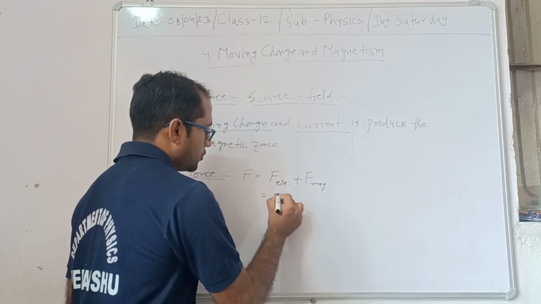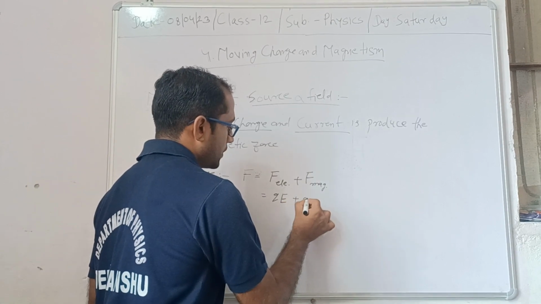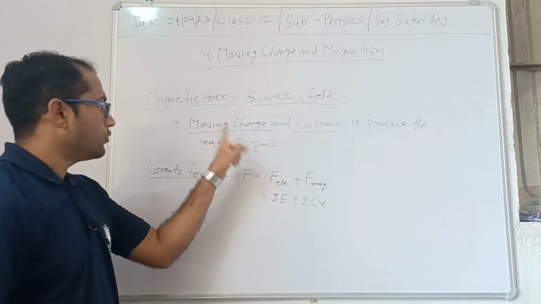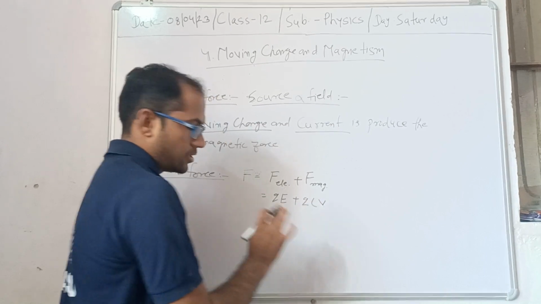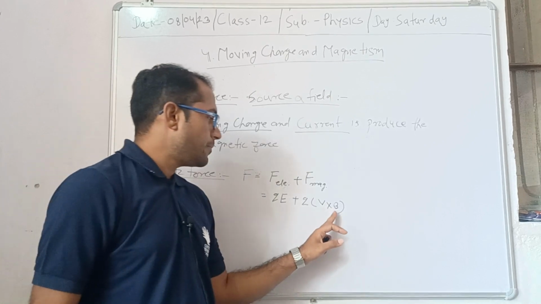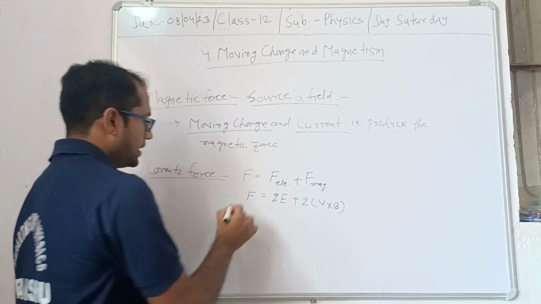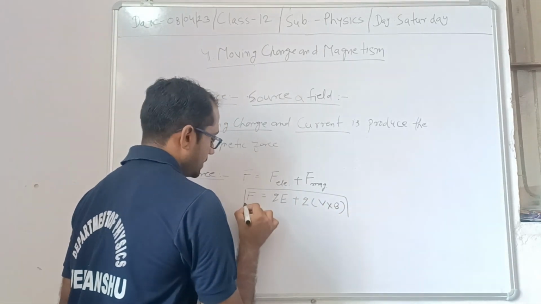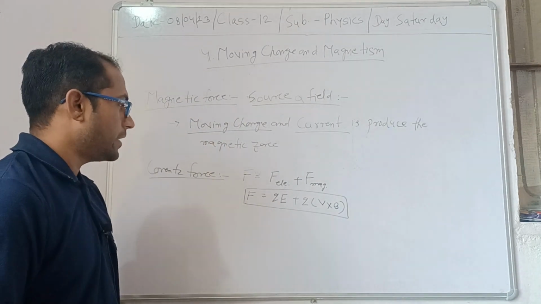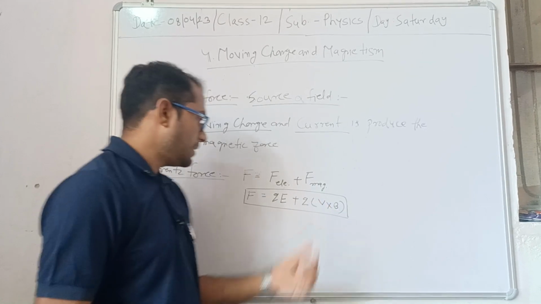The electric part is QE, and for the magnetic part, Q is the charge of the moving charge, v is its velocity, and B is the magnetic field produced. So this is the basic formula of the Lorentz force. When electric and magnetic fields are both present, F equals QE plus QV cross B. Remember that this is a cross product.